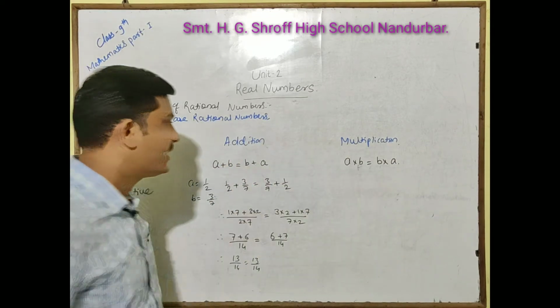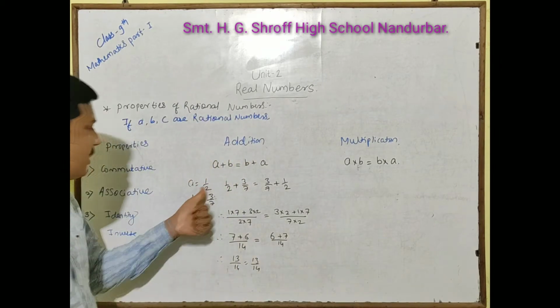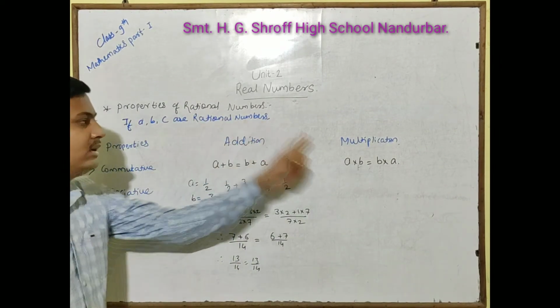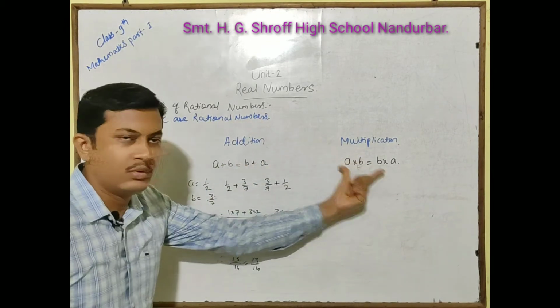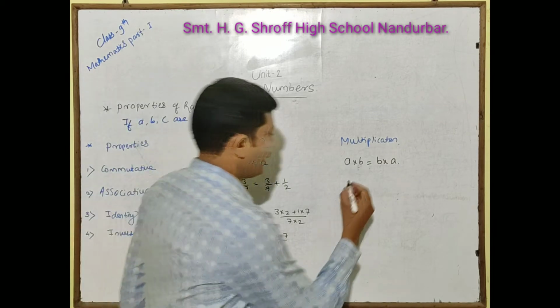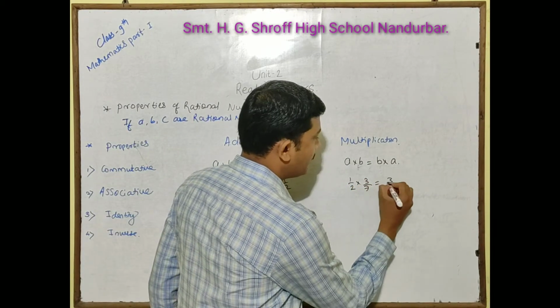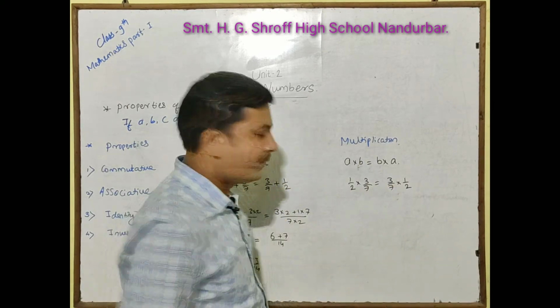Same way for the multiplication also we will see. We have considered A equal to 1 upon 2, B equal to 3 upon 7. Same, we have to satisfy the commutative property with respect to multiplication. 1 upon 2 multiplied by 3 upon 7 is equal to 3 upon 7 multiplied by 1 upon 2.